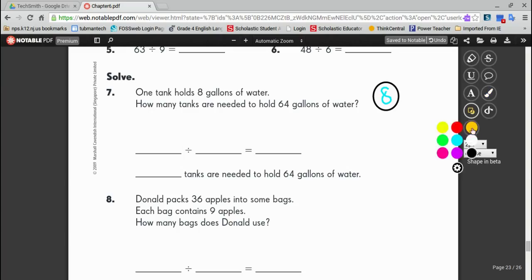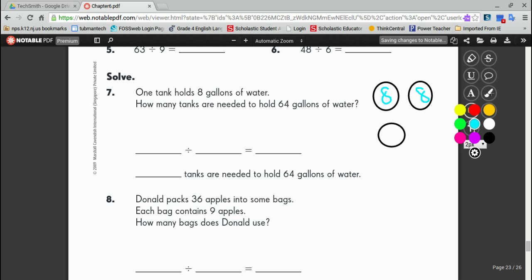I have one tank, 8 gallons. If I need another tank, that's another 8. And I need a third tank, that's, again, another 8. So what I'm doing right now is I'm making groups of 8 until I get 64. Well, this is 8. If I have 8 plus 8, that's 16 because I'm counting my multiples. So here we go. I have 8. Another 8 would be 16. Another 8 would be 24. So I'm not up to 64 yet.